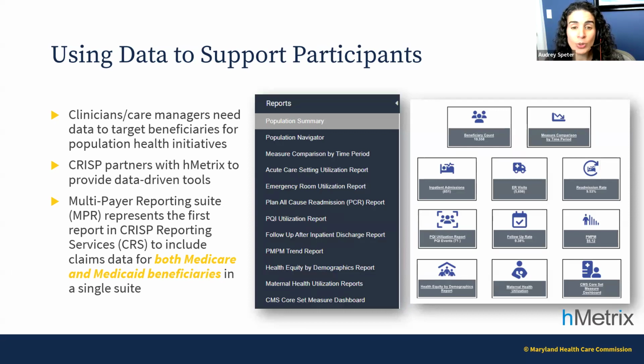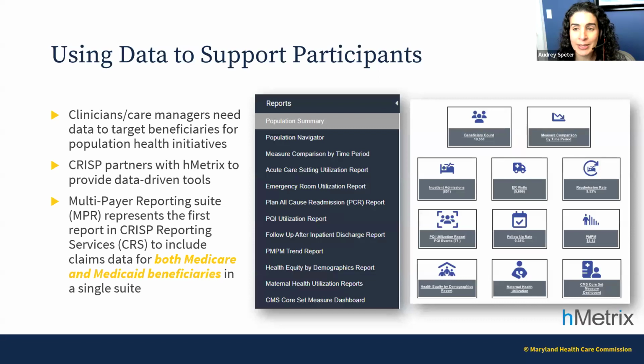So users of this suite are able to upload a panel of patients of interest to them. And if they're Medicare and Medicaid together, they're able to see the trends in the utilization for that population at one time. So the multi-payer reporting suite reports are highlighted in the center of your slide here. Most of them are utilization focused. We're looking at acute care setting, so just the use of hospitalizations, emergency room utilization, readmission utilization, PQIs, or the prevention quality indicators, looking at avoidable hospital admissions, and follow up with physicians following inpatient discharge.